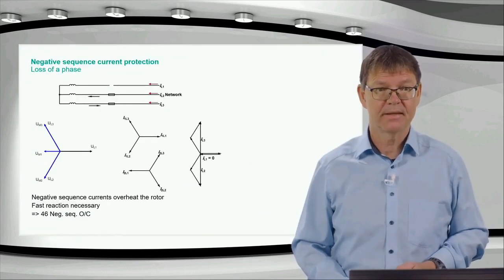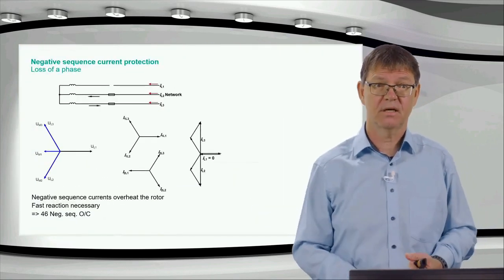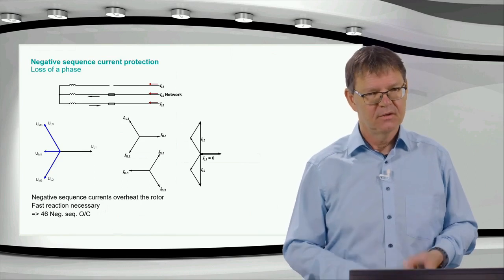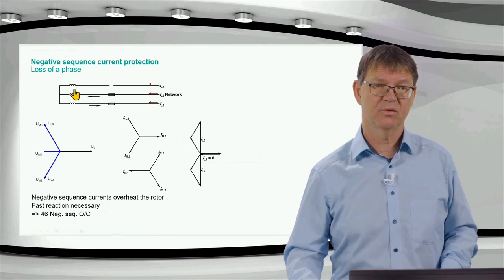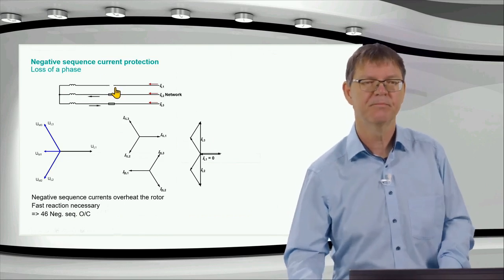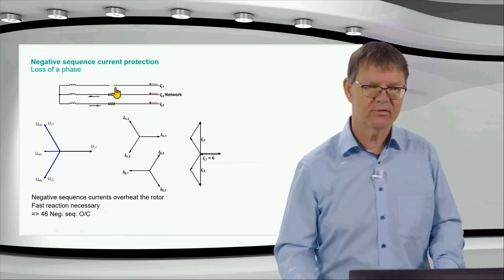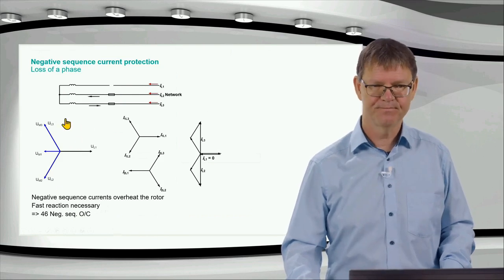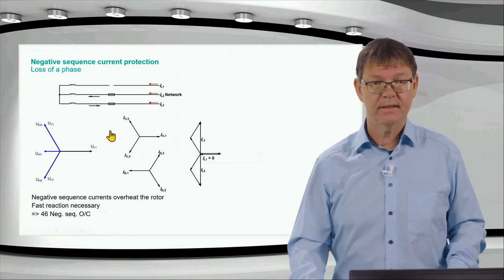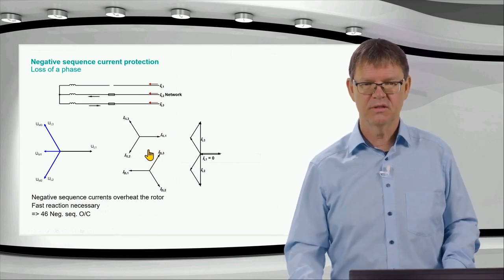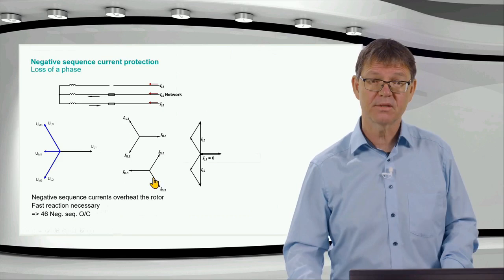Good. Then let's go to the negative sequence current protection. First, we can get negative sequence current if we lose one phase or one fuse is blown or whatever. Then I can get an unsymmetrical voltage as we see it here. So this is one case, a simplified case. And I get positive and negative sequence currents here.